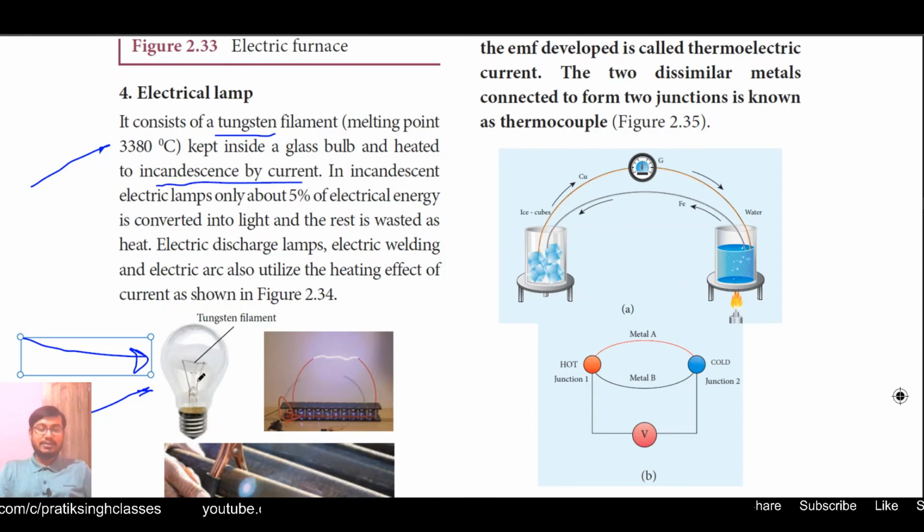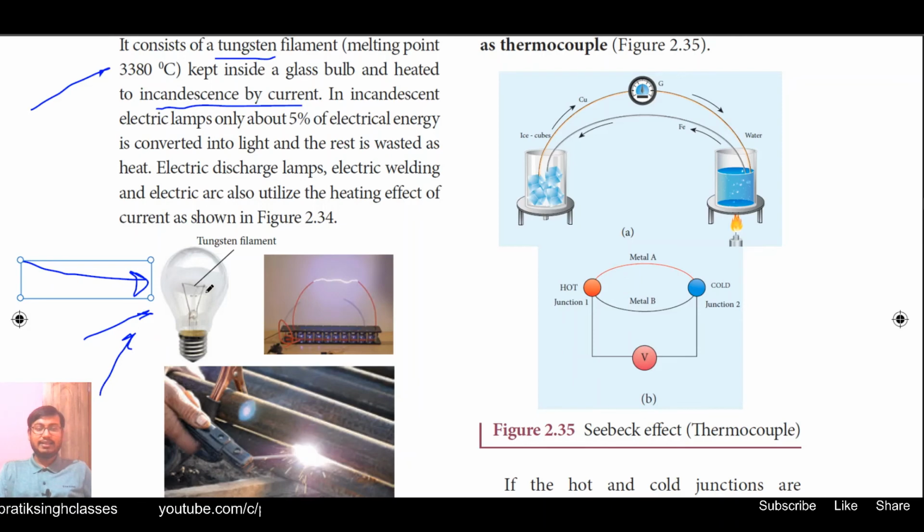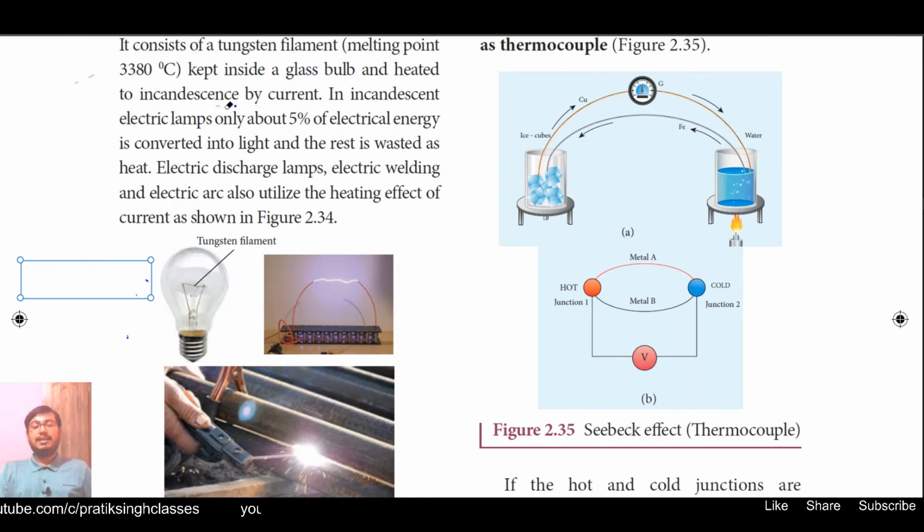What really happens here is, you might have seen this type of bulb, and there a filament is situated inside, which is made of nichrome. When current passes through it, the nichrome wire, which has very high resistance and very high melting point, becomes so hot that it starts emitting light. That is the special property of nichrome wire. Once the temperature of the wire reaches 3380 degrees Celsius, it starts emitting light.